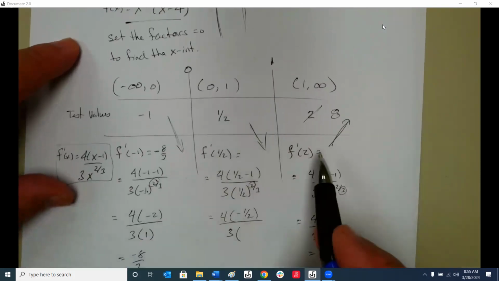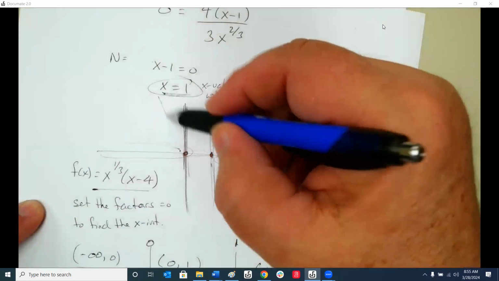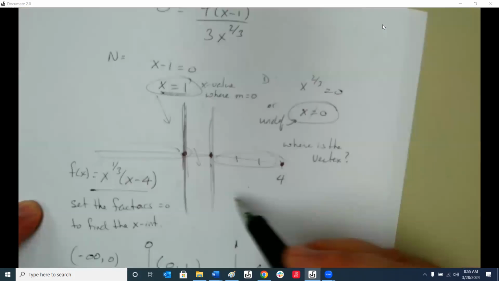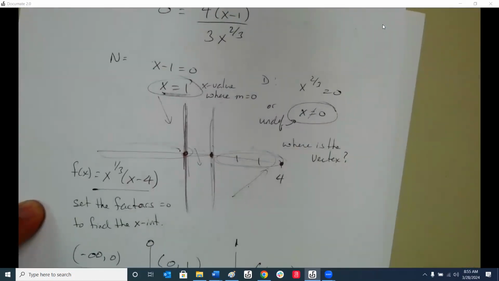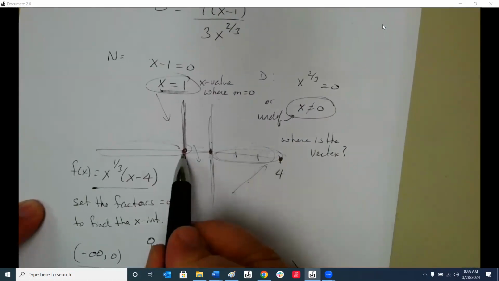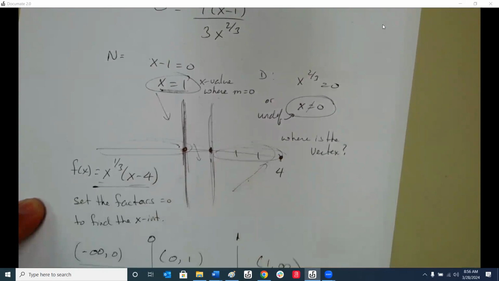So we know the shape of the curve. It's going to go down here, it's going to go down here, and from this side, it's going to go up. It has to cross there, and it has to cross there. Those are my intercepts from this.